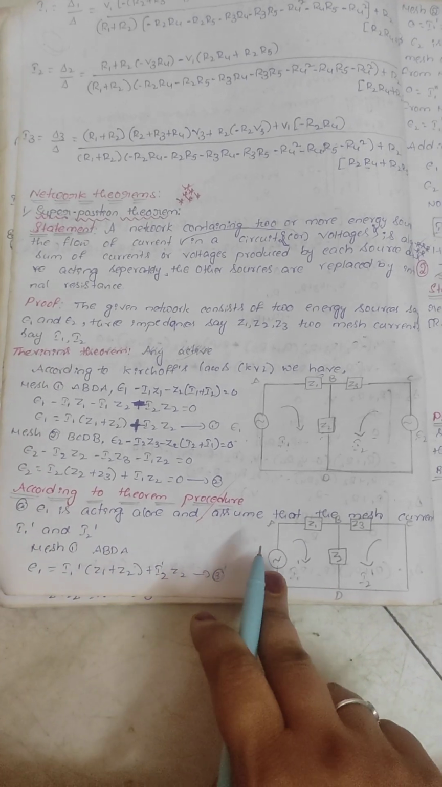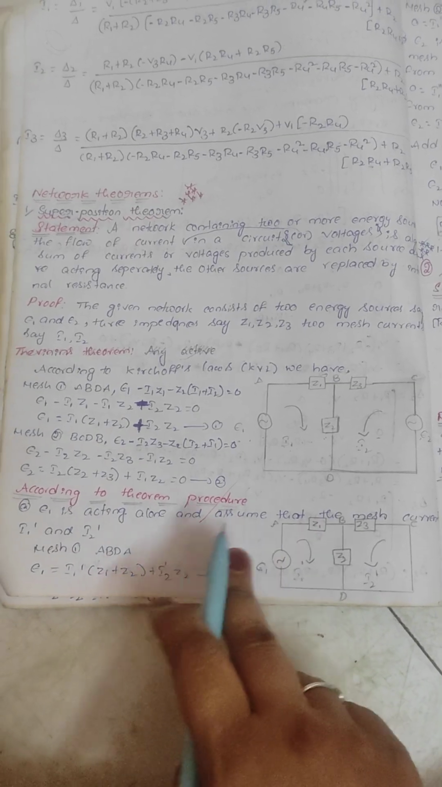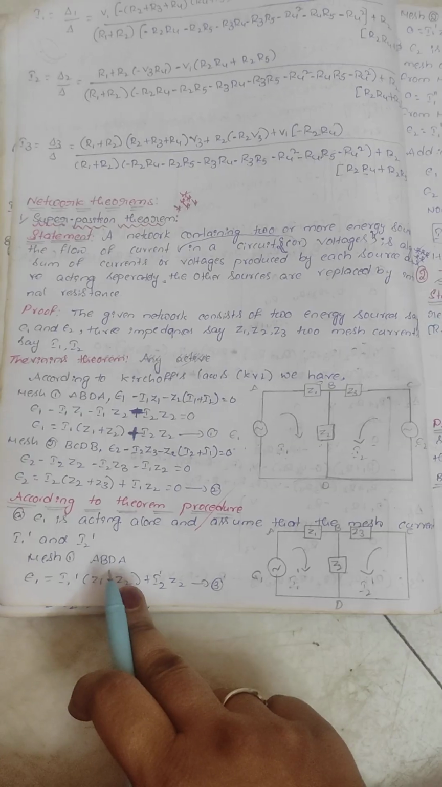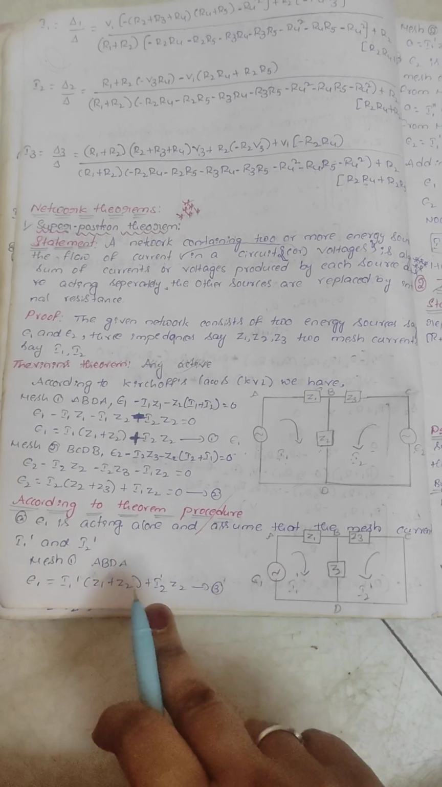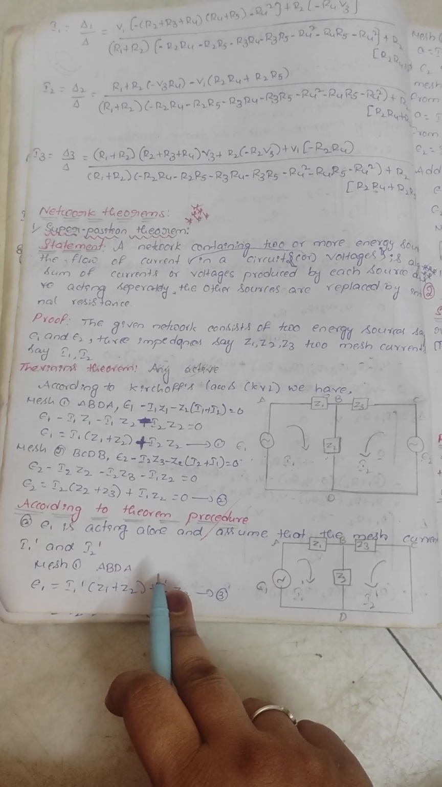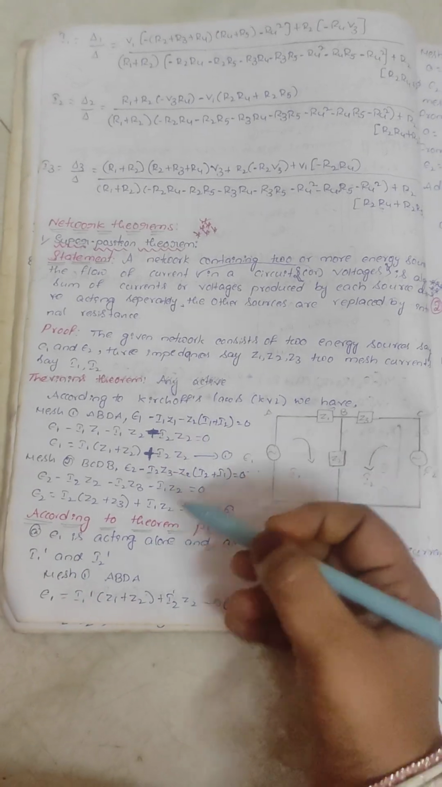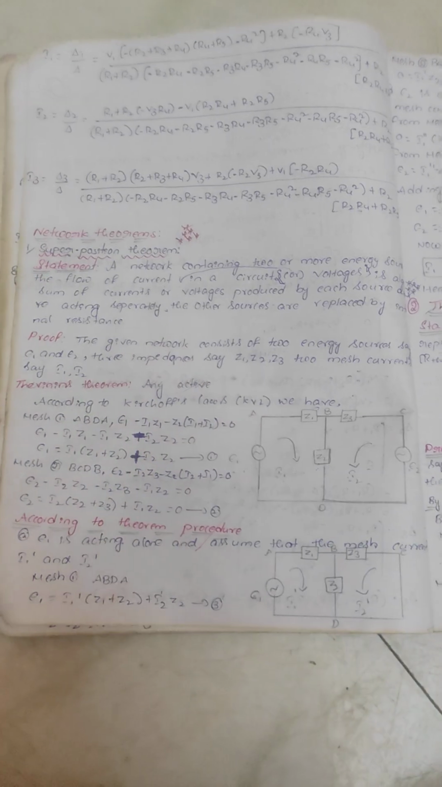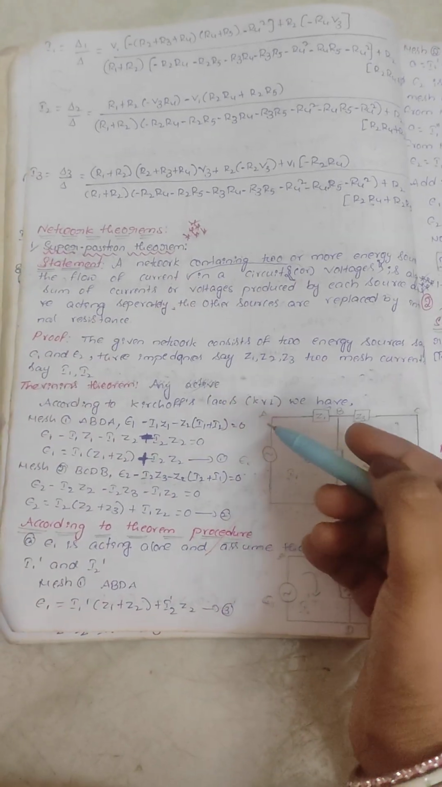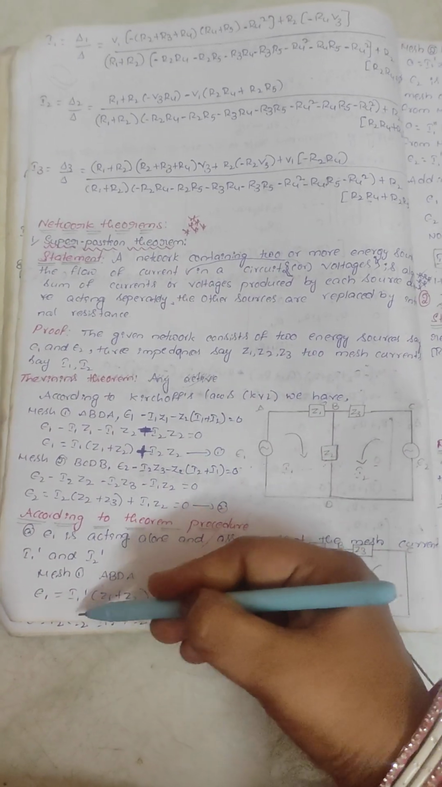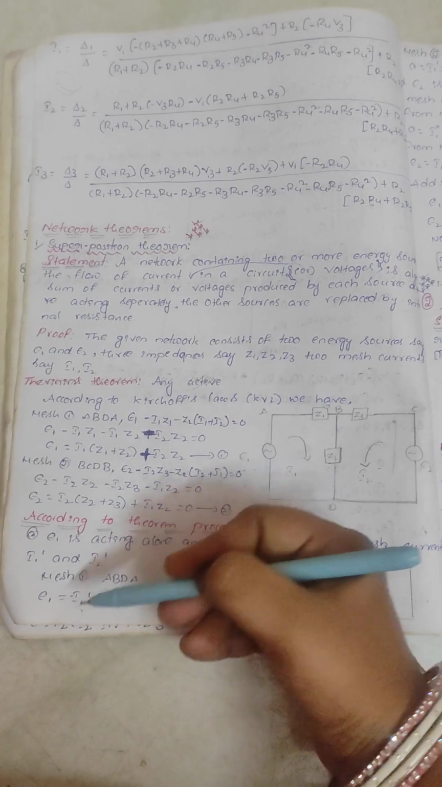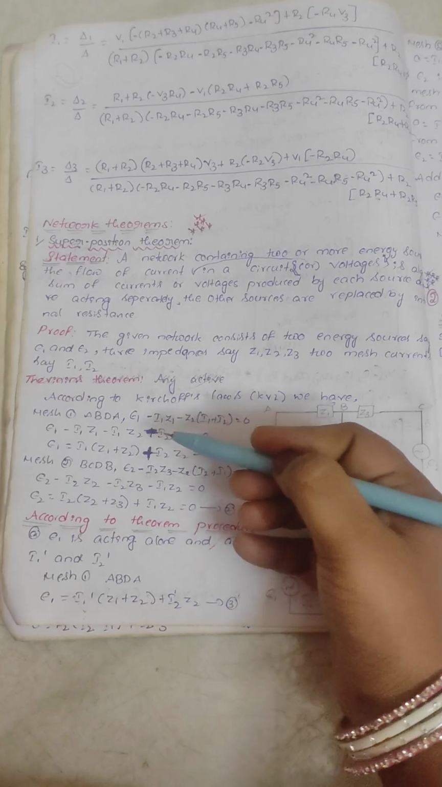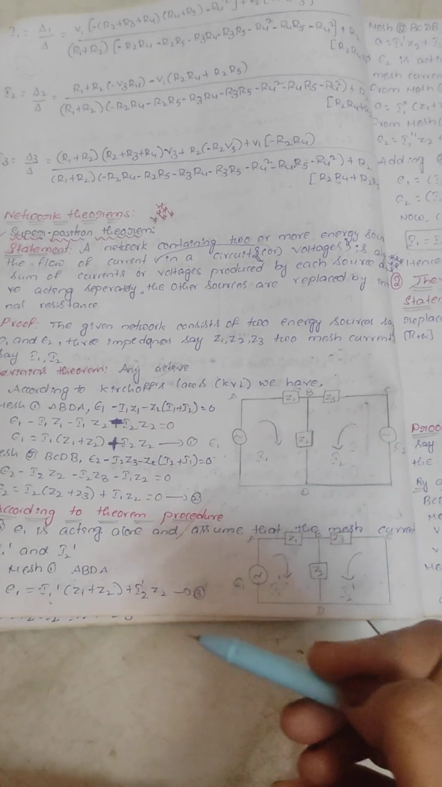From mesh 1 ABDA, E1 is equal to I1 dash into Z1 plus Z2, plus I2 dash into Z2. Simply we can write, I will give the blind mark also. Here E1, first equation: E1 is equal to I1 dash into Z1 plus Z2 plus I2 dash Z2. This is equation 3.